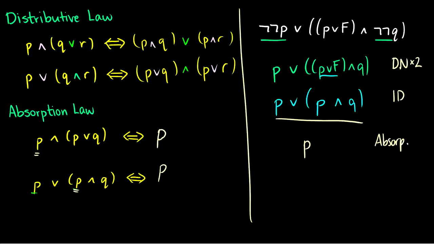Therefore, not P or F and not Q is just the same thing as P. So why would we write such a ridiculous long statement when we can just write P? Okay, we are almost done with these laws.